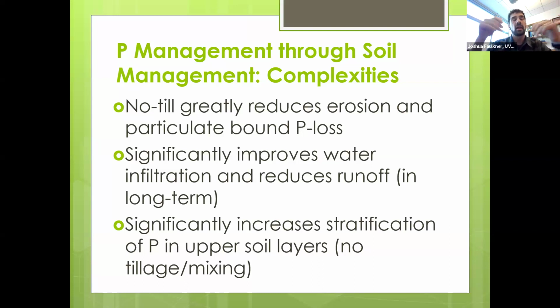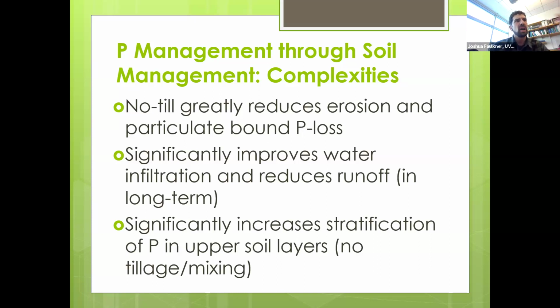And that was fantastic at reducing erosion and particulate bound phosphorus transport within the watershed. It significantly improved water infiltration and reduced runoff. A lot of these soils were tile drained, so as I mentioned before, we had these biopores forming and lots of water not running off the surface, but traveling down into tile drainage. But the other thing it did was increase the stratification of phosphorus in the upper soil layers because we were no longer mixing the soil.